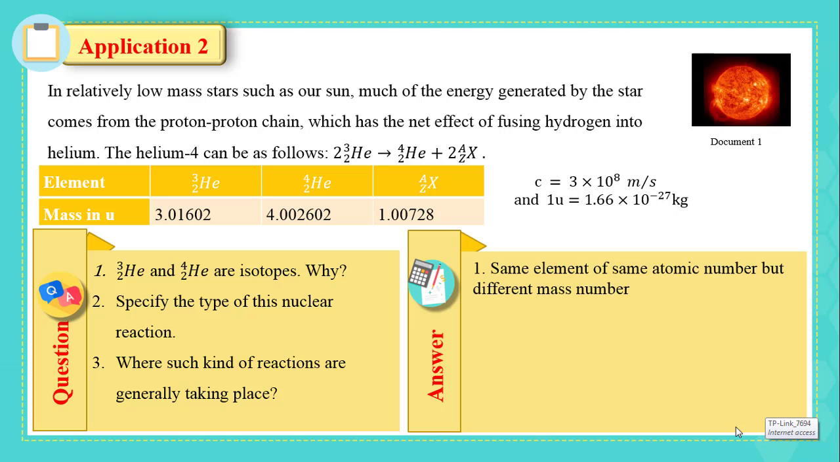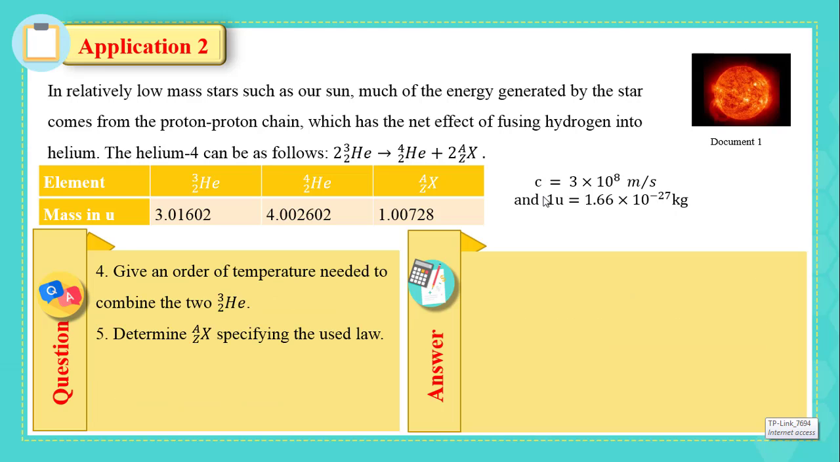We say that since we have two elements of the same atomic number but different mass number. In the next question, we have to specify the type of this nuclear reaction. We say that it is a fusion, since two light helium-3 nuclei combine to form a heavier element, helium-4, as shown here in the equation. In the third question, we have to indicate where such kind of reaction generally takes place. As mentioned in the text or according to your acquired knowledge, such kind of reaction takes place in stars.